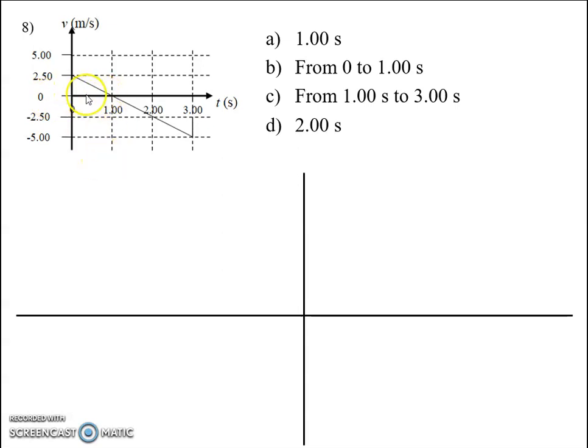From 0 to 1 second, we have this triangle. And if you find the area there, you're going to find her displacement. If you want to calculate, you can go ahead and do so. But let's just talk qualitatively. That's what you would do. By finding the area, you find her displacement.